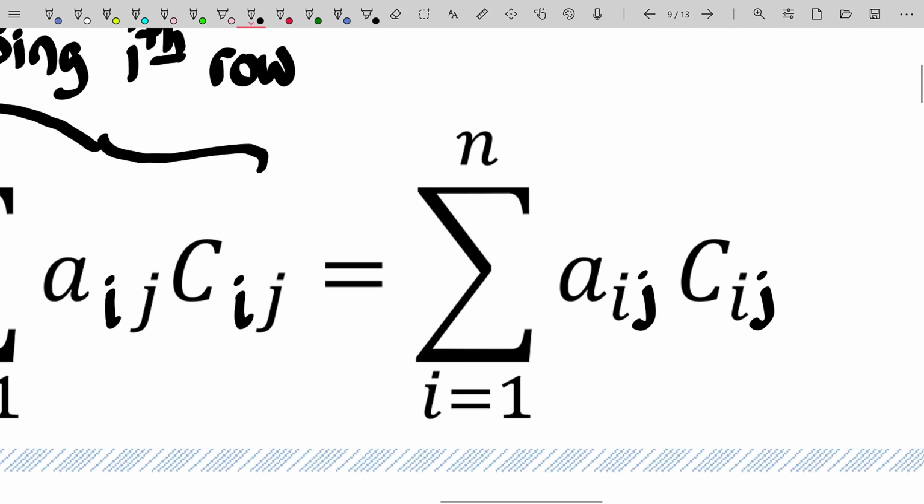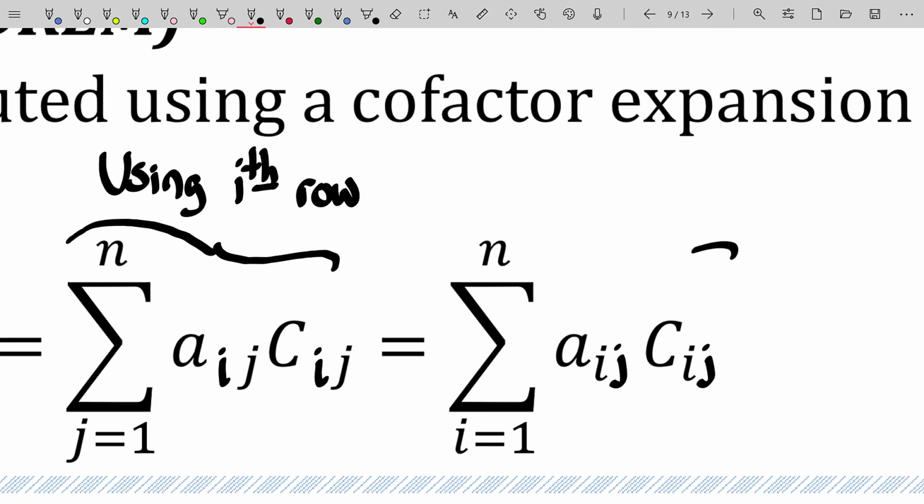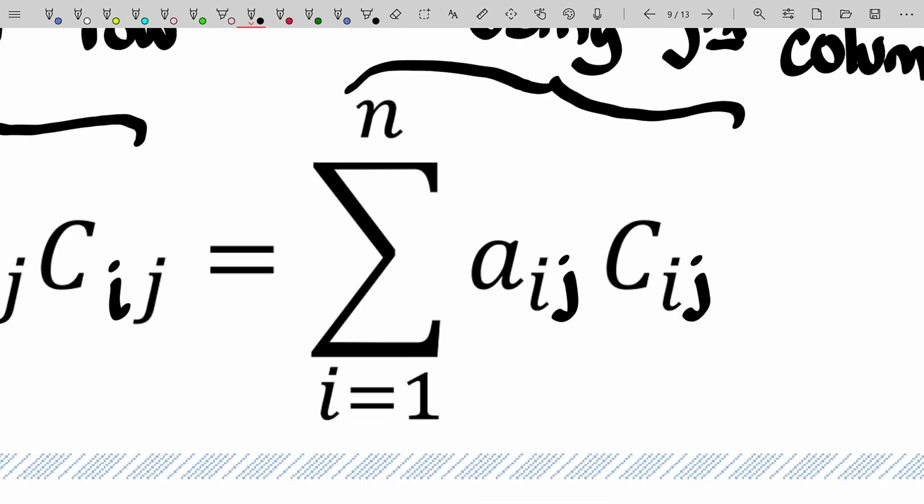Or you could instead say, you know what I want to do? I want to expand using the jth column. So again, j is going to be constant here. It's whatever column you want. Maybe you say the 15th column or something like that. And then the summation just says, okay, first row, 15th column. Second row, 15th column. Third row, 15th column. Fourth row, 15th column. And you go through and take the products of those entries against their cofactors. And remember, the cofactor is the plus or minus sign times the determinant of the matrix that remains after you remove the ith row and jth column.